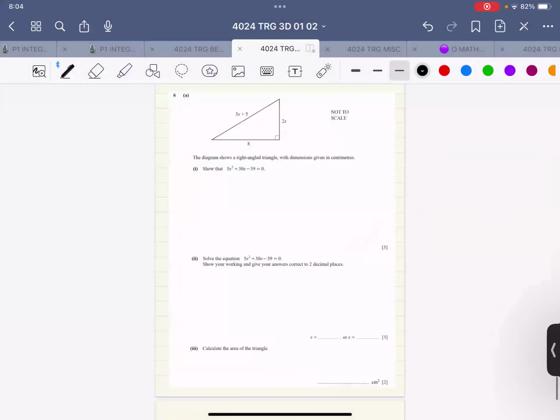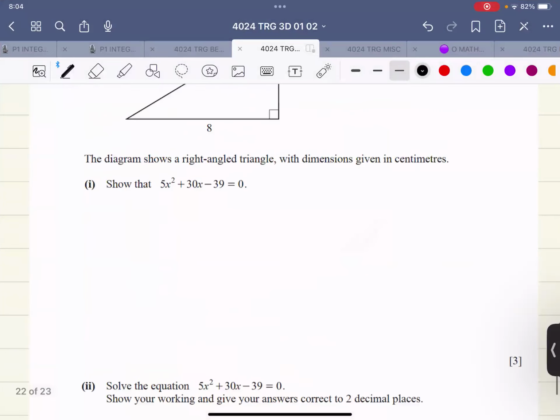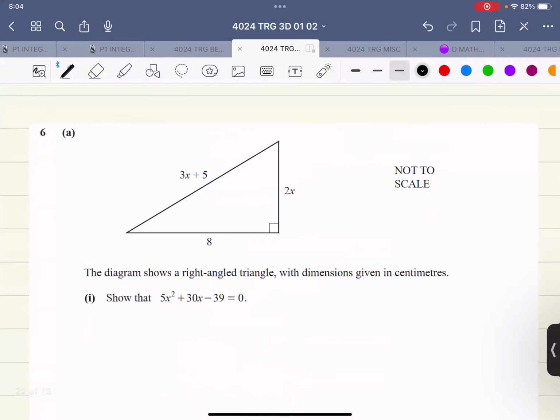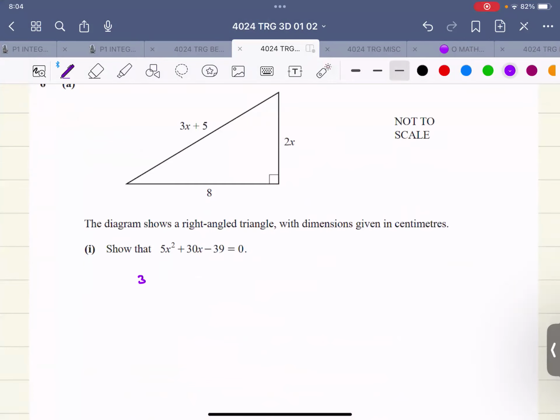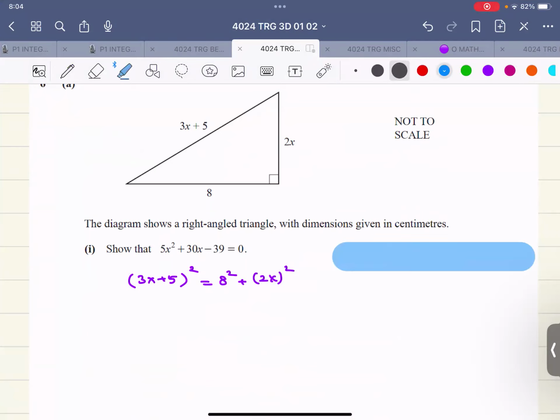Now let's look at this question. The question says the diagram shows a right angle triangle with dimensions given in centimeters. Show that. Very simple. It's an application of Pythagoras theorem. So we will write 3x plus 5 the whole thing squared equals 8 squared plus 2x the whole thing squared. A word of caution, that is, always use brackets.